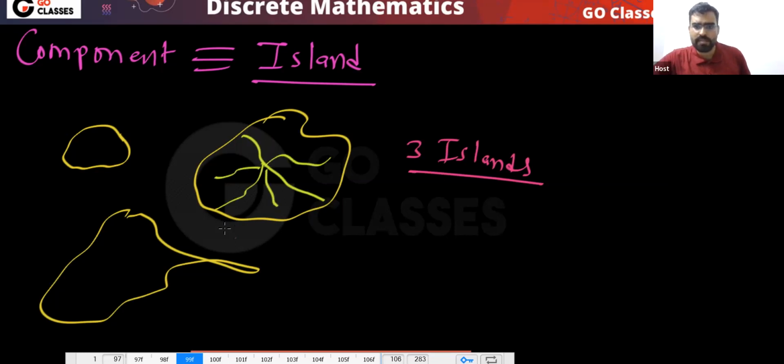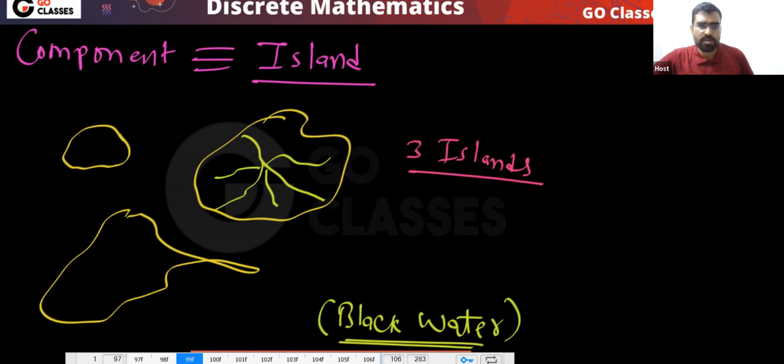Let's assume this black is the water. This black is the water, remember. So tell me, how many islands do you have now? Again 3. Okay, tell me, if this is an island, can I say this is also an island?